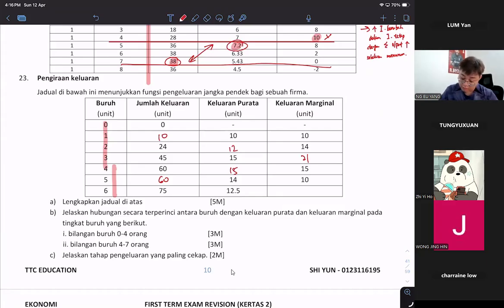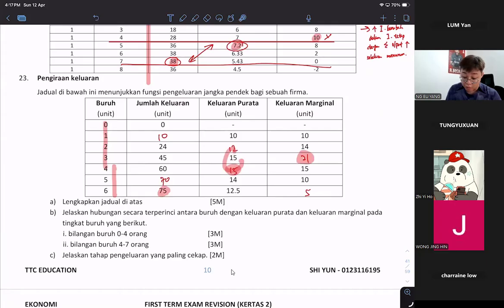Is it? Oh guys, I calculated wrongly. This is 70, right? Jumlah keluaran 50, 25, 26, 70. So which means this is your keluaran marginal for differences in 5 units. So where is the maximum point for keluaran purata? We have both 15. Always go for the last one. So we have the jumlah keluaran, the highest one is 75. So always inclining for the maximum point.